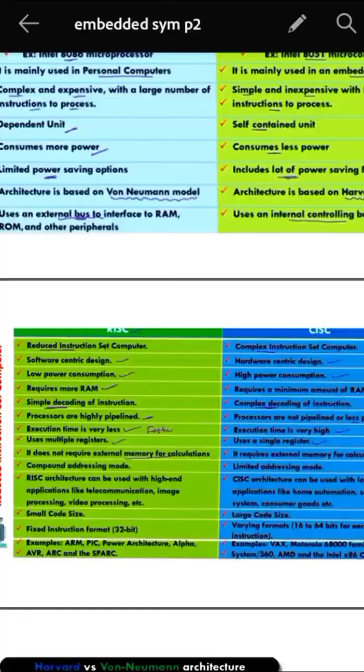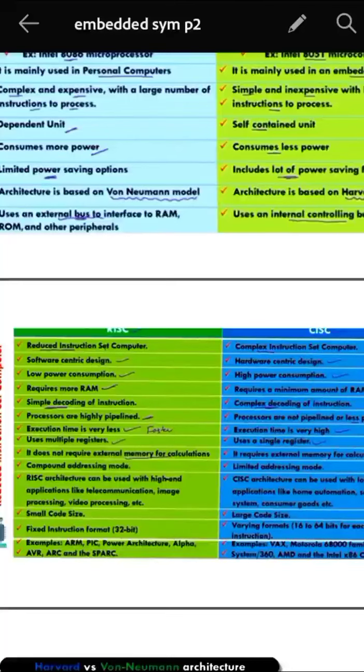RISC uses multiple registers, whereas CISC uses a single register. RISC does not require external memory for calculation, and CISC requires external memory for calculation. Compound addressing modes are used in RISC, whereas limited addressing modes are used in CISC. RISC architecture can be used with high-end applications, whereas CISC architecture can be used with low-end applications.